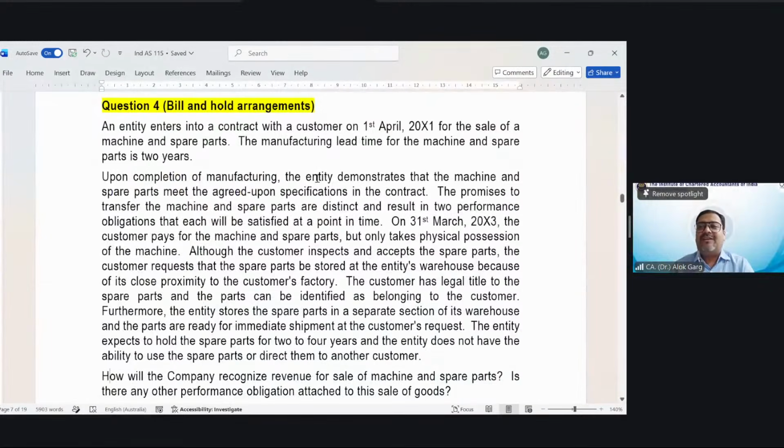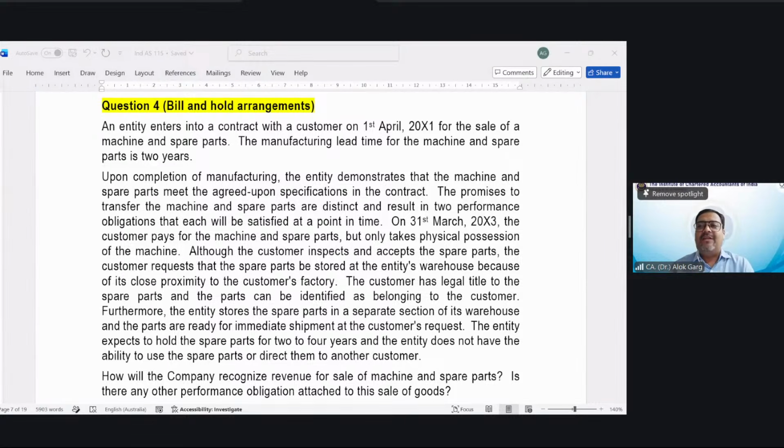Does this sound familiar? Is it something which is heard, or is it something which is blank? Heard? Bill and hold arrangement. Sir, what is bill and hold arrangement? Sir, what kind of thing is this? Bill and hold arrangement. What is bill and hold arrangement, sir?